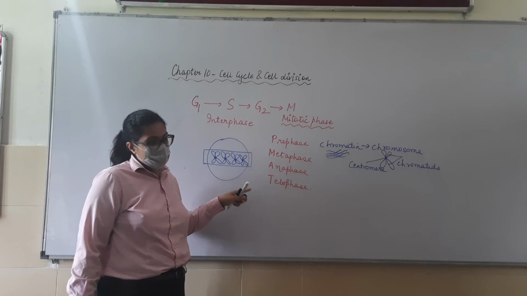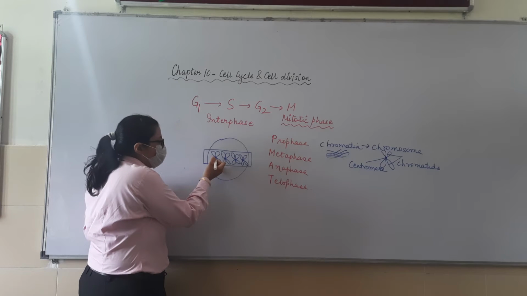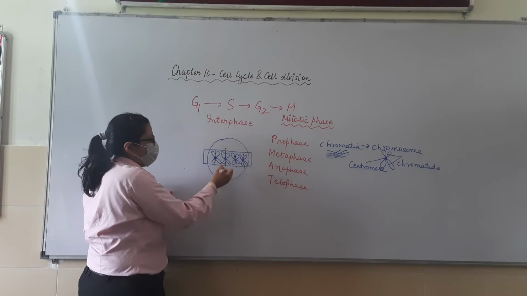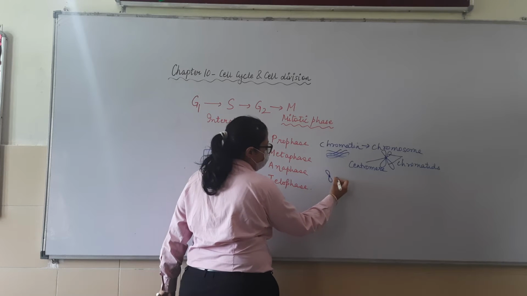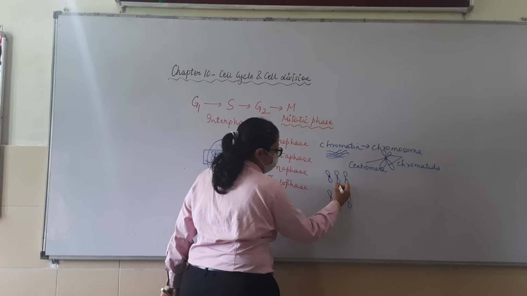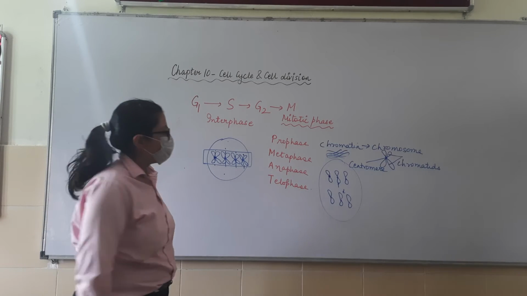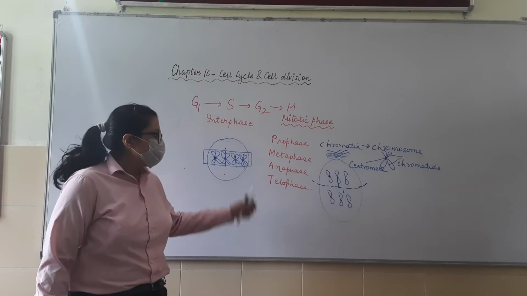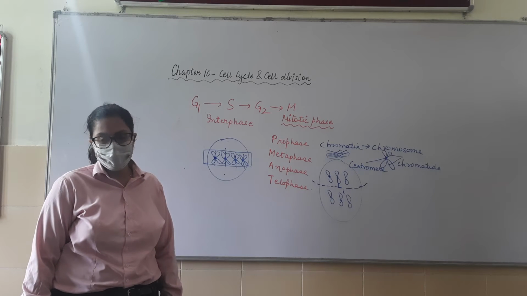Then comes the anaphase. What will happen? There will be a splitting of the centromere which will pull the chromatids away. So the chromatids are going to move to the different ends. Once this happens, that is referred to as anaphase. Like this, they will be moving to different ends of the cell, to the poles of the cell. Finally, telophase, where this is going to divide into two cells. This division is nothing but the nuclear division which we have talked about.